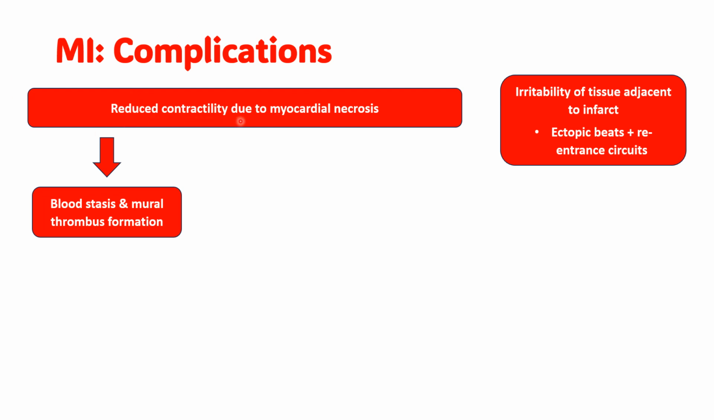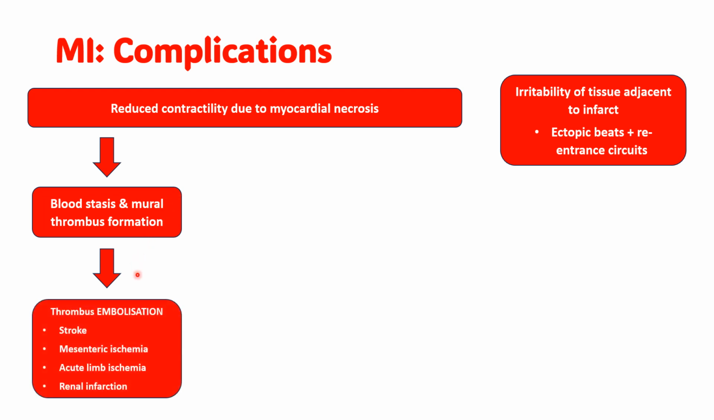So when you have reduced contractility due to myocardial necrosis, there's blood stasis, and you can have a mural thrombus formation. So a mural thrombus is a blood clot, but just within one of the heart chambers. And then this thrombus can embolize, so it can go to another location. So the cerebral arteries causing a stroke. The mesenteric arteries, it could be the SMA, the IMA, causing mesenteric ischemia. It could end up in one of the large arteries of the limbs, causing acute limb ischemia, or one of the renal arteries causing a renal infarction.